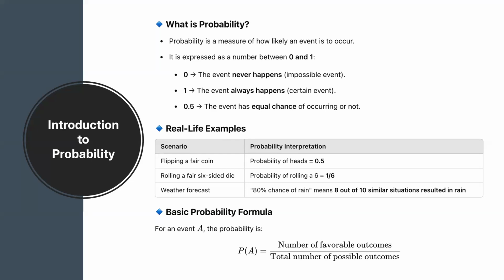If the probability of an event is zero, it means this event will never happen. It's an impossible event. Let's take a funny example. What is the probability of the sun rising during night? It's almost impossible, not possible. So the probability of that is zero. It's an impossible event.